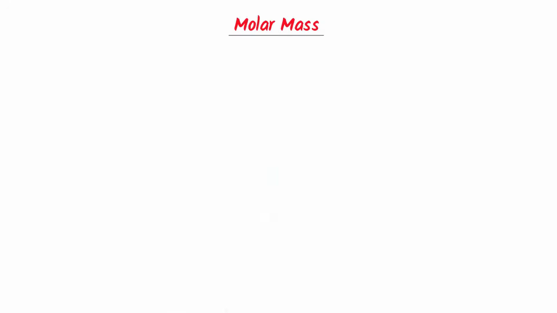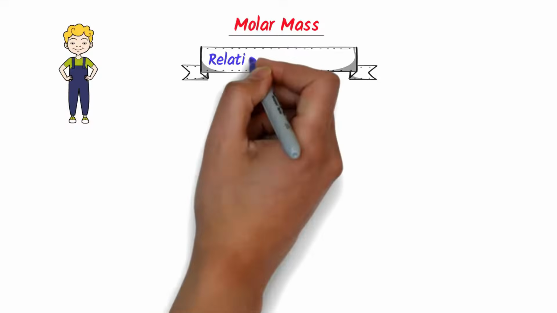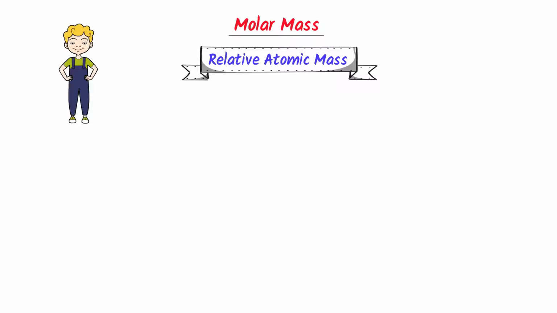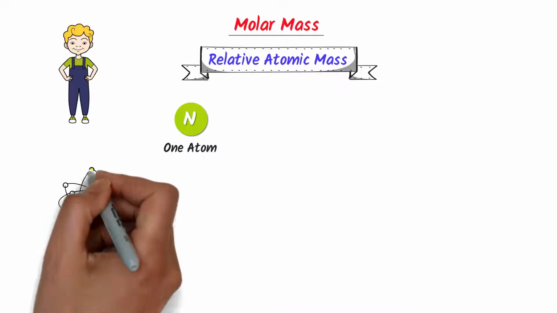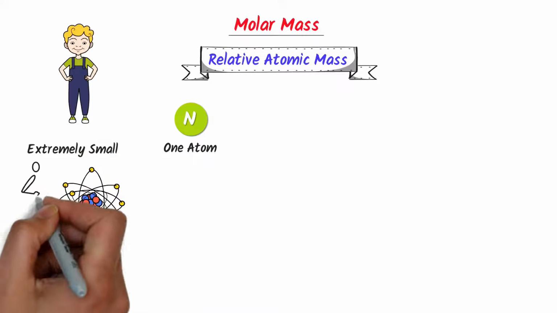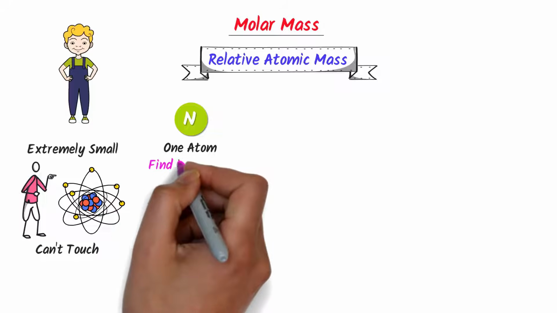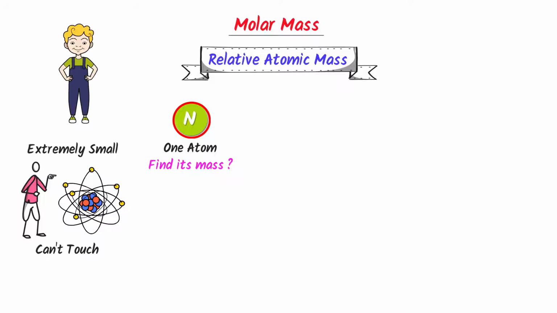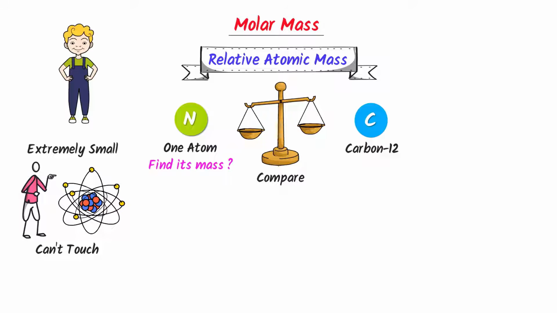Molar mass. Well, to learn molar mass, we must learn the concept of relative atomic mass. For example, consider one atom of nitrogen. We all know that an atom is extremely small, which we cannot see or touch. Now to find the mass of this one atom of nitrogen, we compare it with one atom of carbon-12.